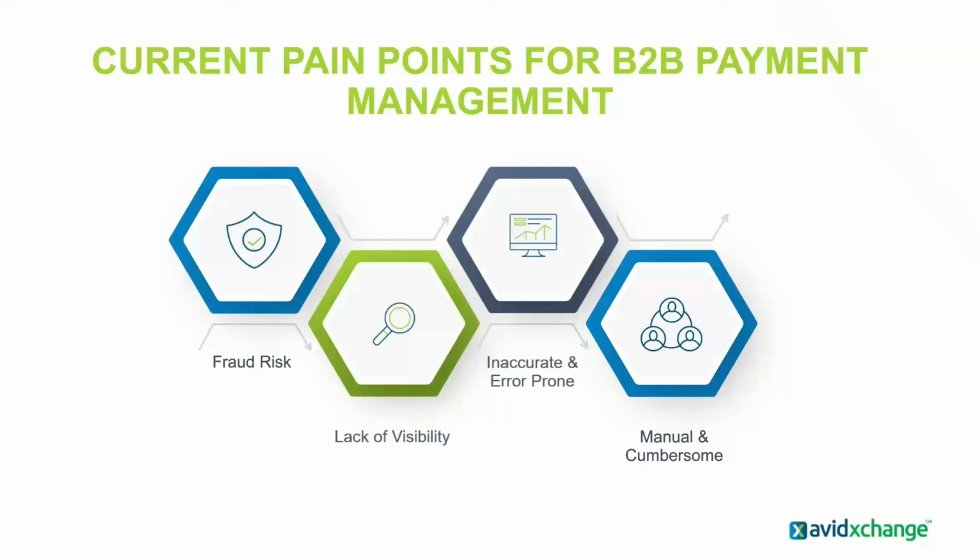So, current pain points for B2B payment management. We definitely hear this from all of the different folks that we talk to out on the road and through surveys. The most prominent thing that we hear is fraud risk. Manual AP processes are definitely prone to fraud. Lack of visibility, particularly if you are not working remote, or if you are working remote and you're not operating in the cloud, you don't have access to your invoices or your payment information, so that definitely causes a lack of visibility. Also, manual tasks are inaccurate and error prone.